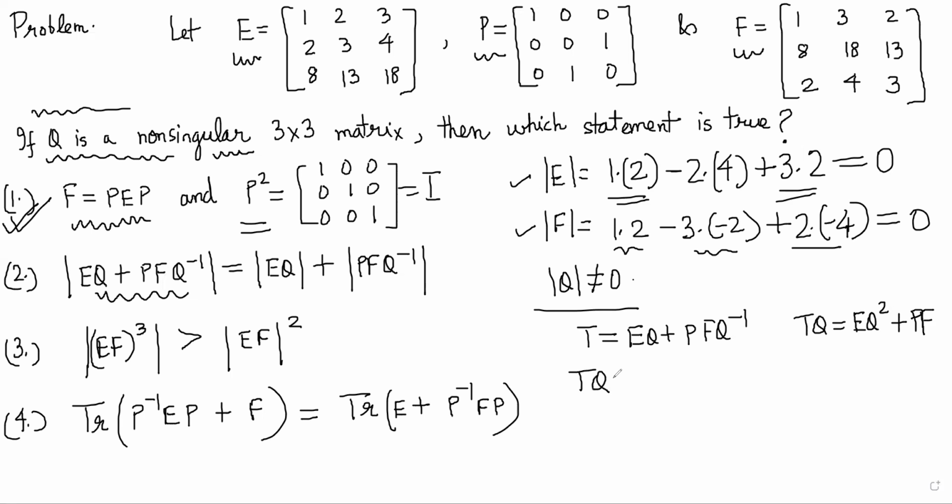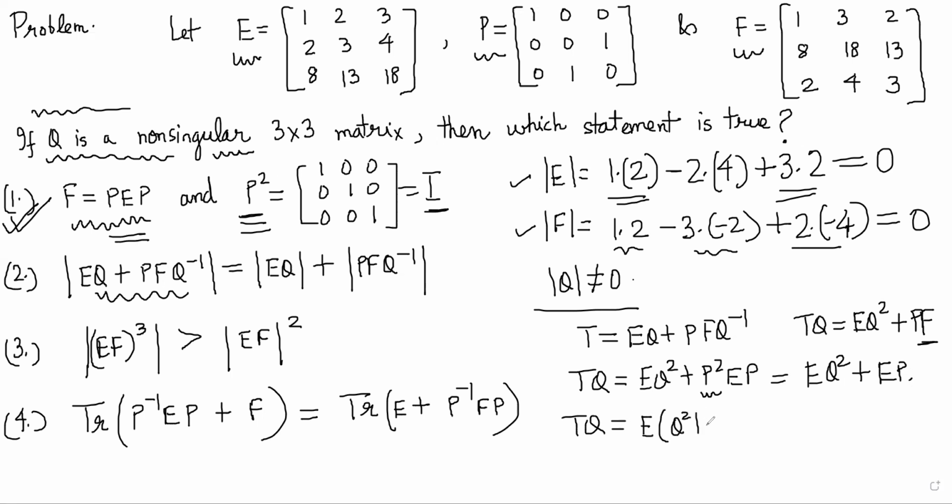Now TQ can be written as, notice that F was PEP, right? From here, F was PEP. So it is EQ square plus P into PEP, right? So P square EP, that is what is coming, P square EP. And we also know that P square is equal to I, right? So P square here can be written as I. So this is EQ square plus EP, right? Great. So TQ is coming out to be E common, Q square plus P.